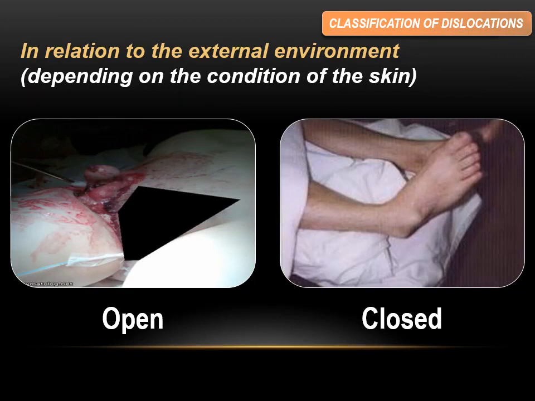Depending on the relation to the external environment, in the overwhelming majority of cases it is a closed dislocation. But the possibility of open dislocation is not excluded, when soft tissue damage occurs either at the time of injury in the joint area, or, which is also possible, with extremely pronounced mechanical action from the inside, there is a rupture of the soft tissue capsule up to damage to the integumentary tissues.